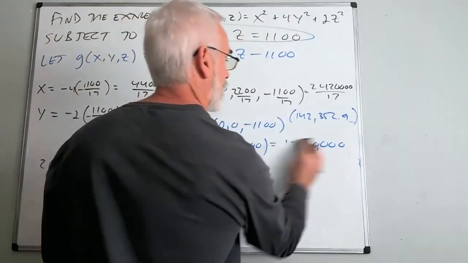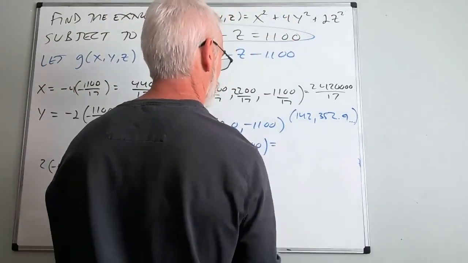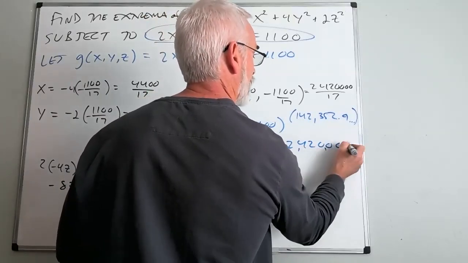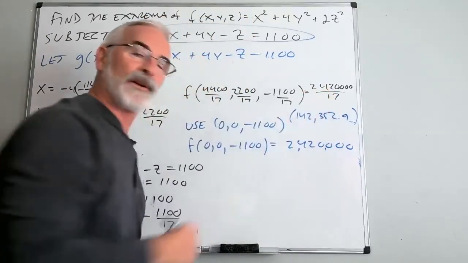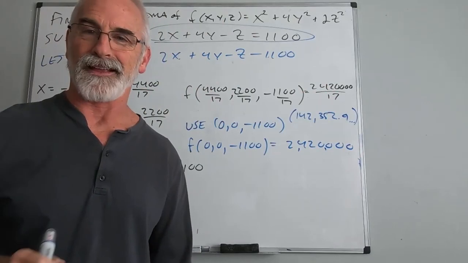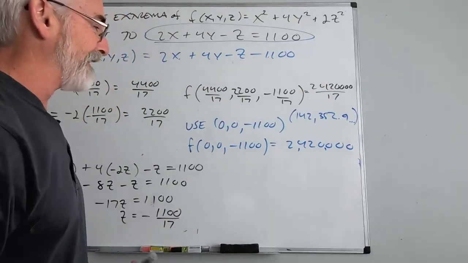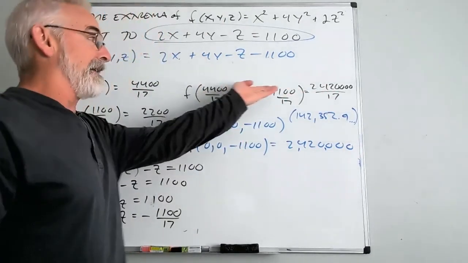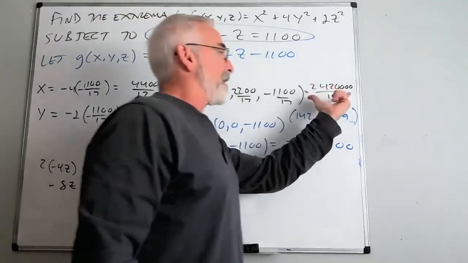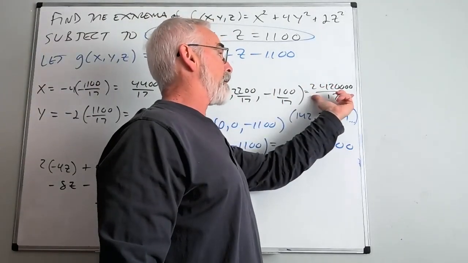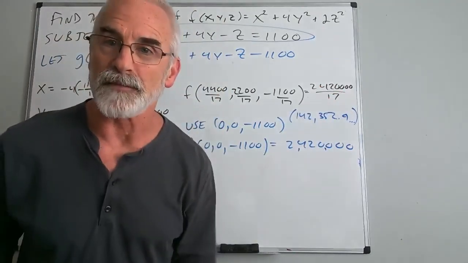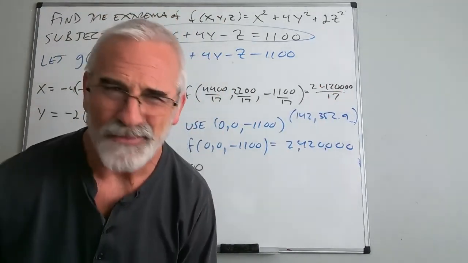My bad. I forgot to multiply it by 2. Sorry. It's 242,000. It's exactly 17 times bigger than this. This dwarfs this number. And by the way, this value here, 2,420,000 over 17, that's my absolute minimum. And you say, how could that be the minimum?